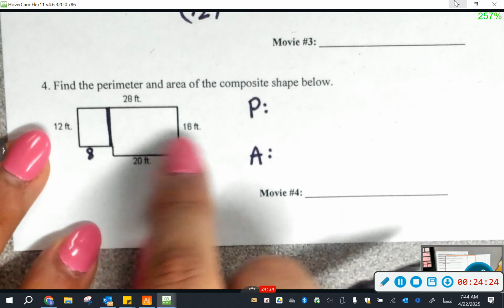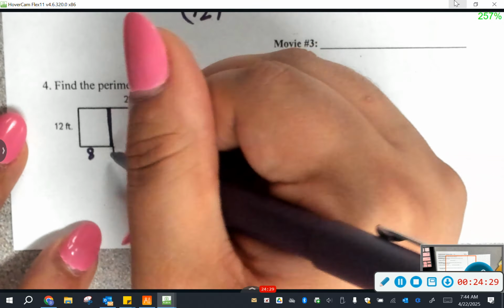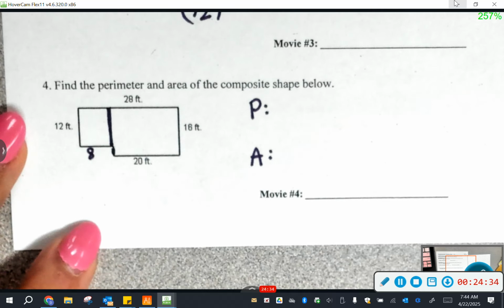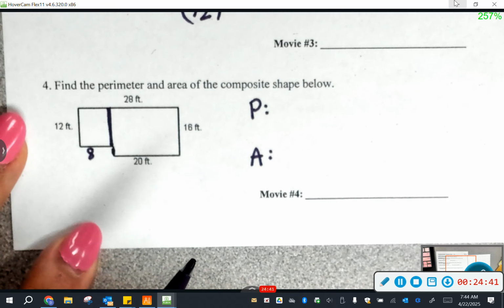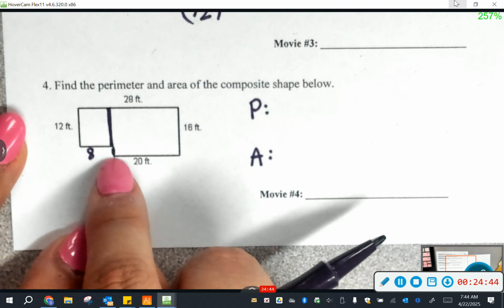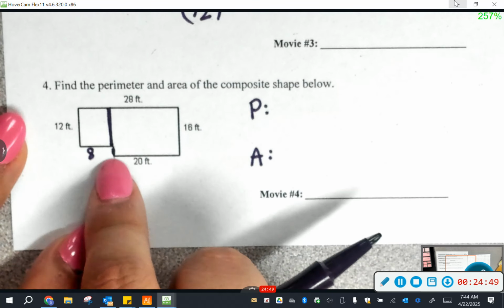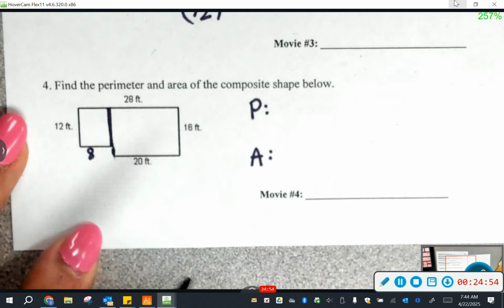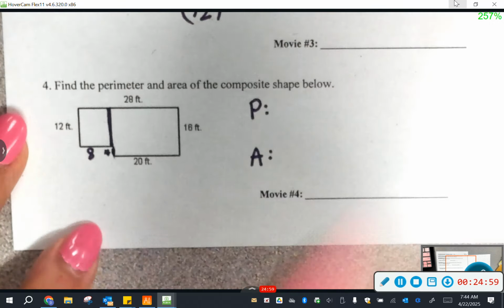Alright, and then for perimeter, you also need to find this little edge right there. Because if you forget that, you'll get it wrong. So how do I find that little edge right there? Not 8 minus 20. Do you see how this edge goes up and down? You need to look at the ones that are also up and down. Your vertical sides, 16 and 12. What is 16 minus 12? 4. So this little one right here is 4.